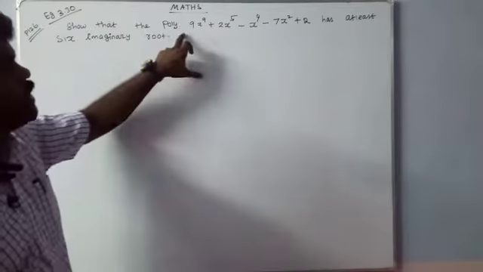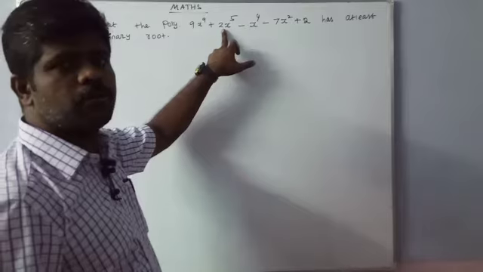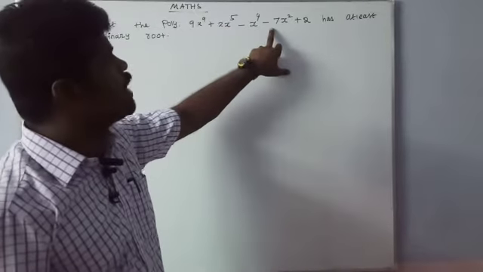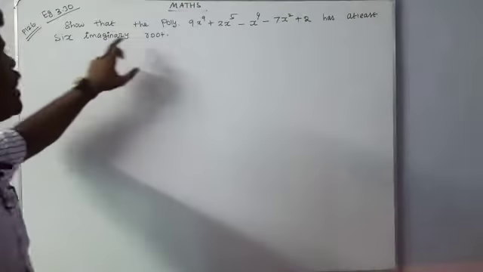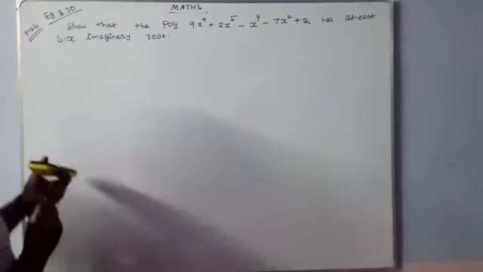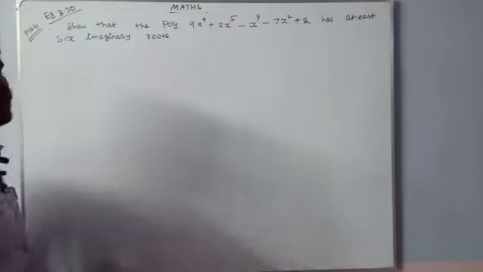Show that the polynomial 9x power 9 plus 2x power 5 minus x power 4 minus 7x square plus 2 has at least 6 imaginary roots. We want to prove it. How to prove it? Let us use Descartes rule.